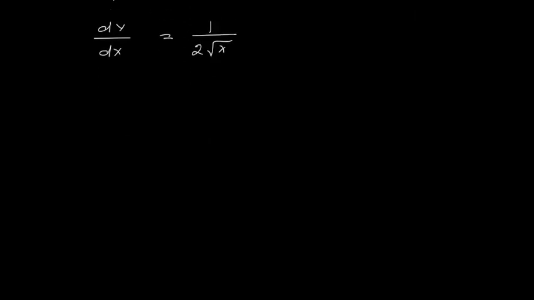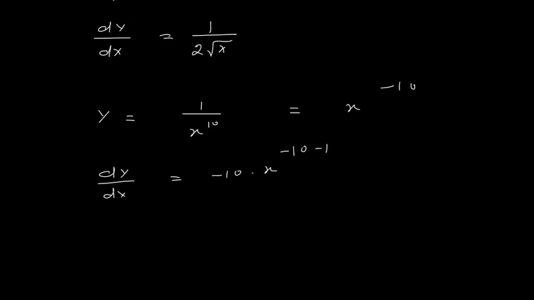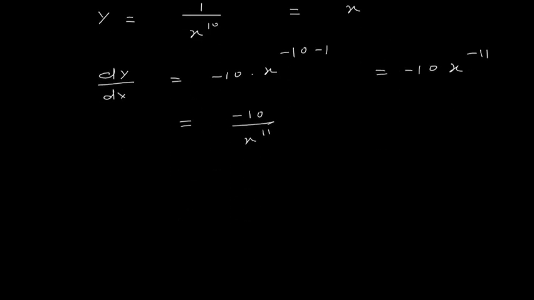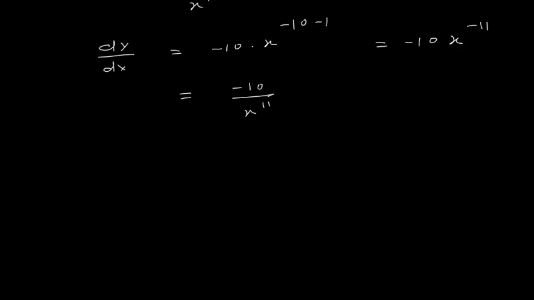Next in this category, we will take some functions whose powers are negative. So if y is equal to, say, 1 upon x power 10, this is nothing but x power minus 10, and when we differentiate, dy upon dx is minus 10 into x power minus 10 minus 1, which is minus 10 x power minus 11, and this I can say is minus 10 upon x power 11. So when y is 1 upon x power 10, its derivative is minus 10 upon x power 11.